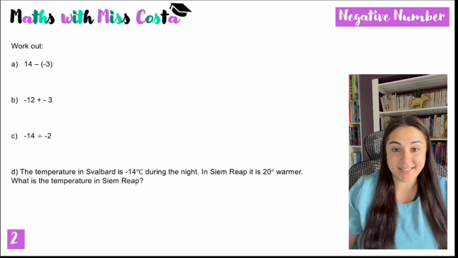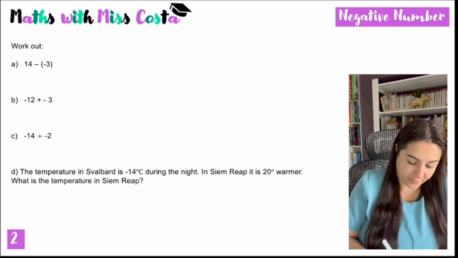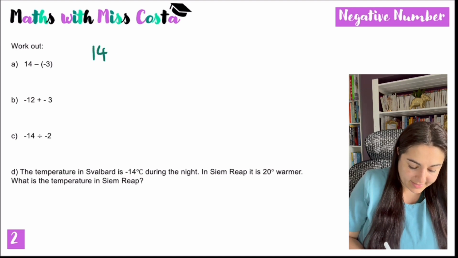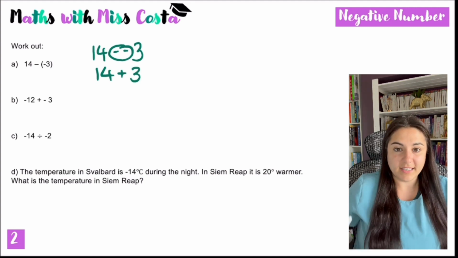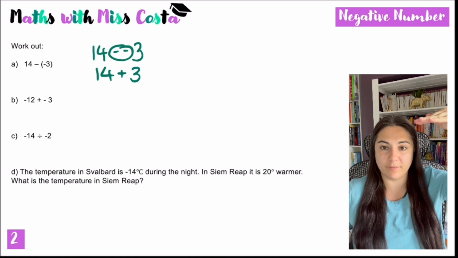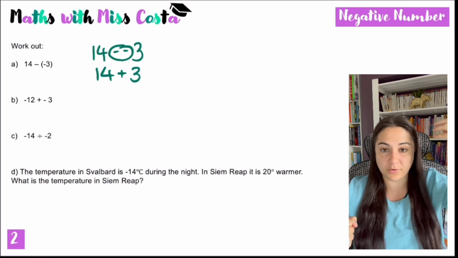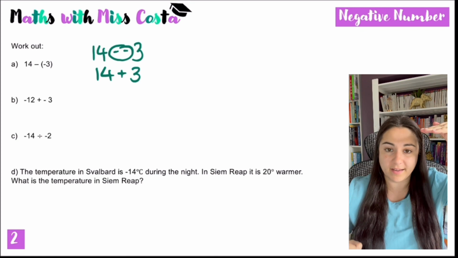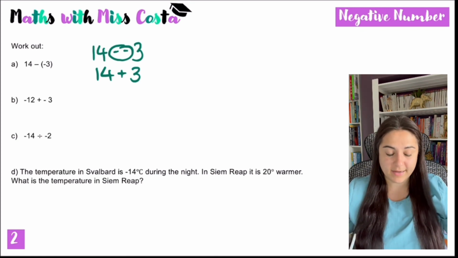So negative numbers in just simple calculations. So I've got 14 take away -3. Now, whenever I am subtracting a negative number, it is the same as adding, because I am taking away something that is detracting from the number. So if I was at a level of 14 meters above ground in a hot air balloon, and I threw out 3 sandbags, so I threw out something like a negative number, making it heavier, it would actually make me go higher. So when you're taking away a negative number, it's the same as adding, because you're increasing your value.